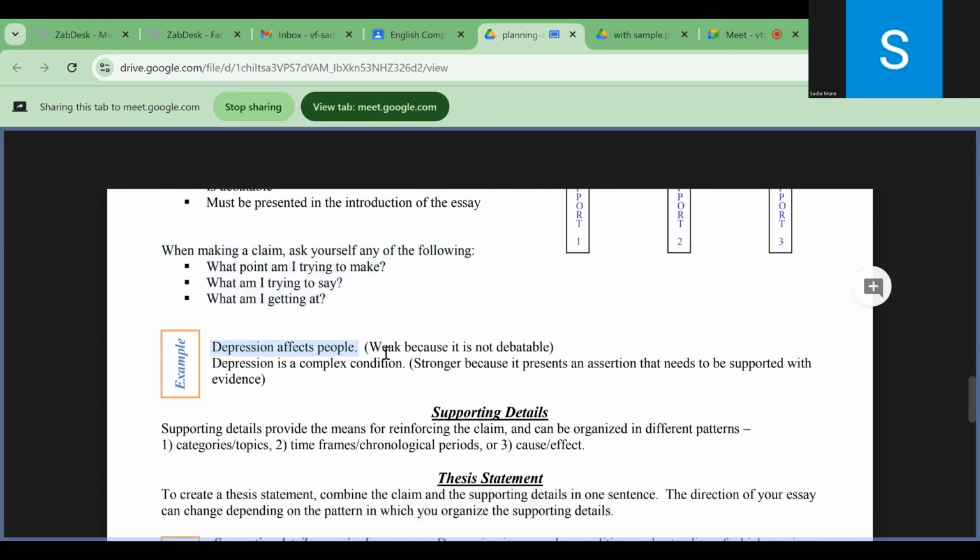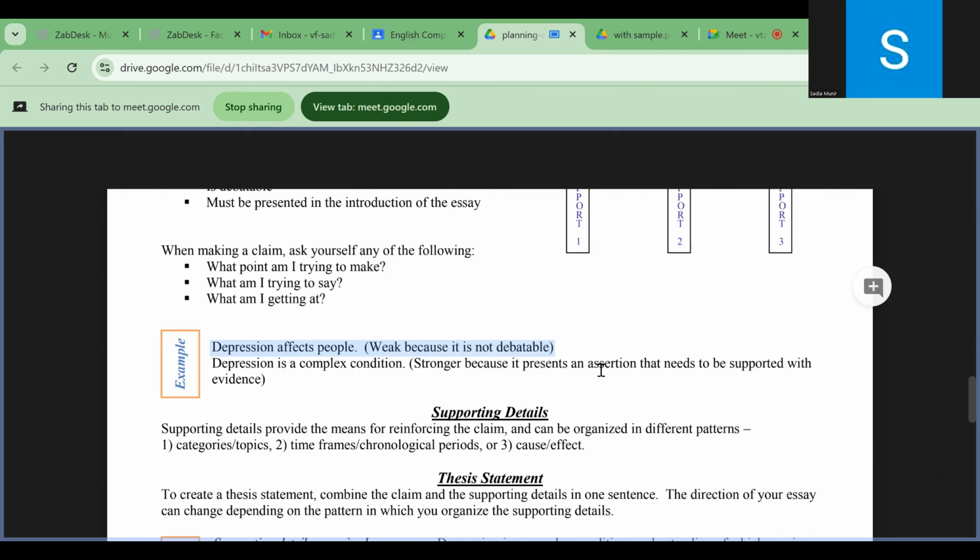Depression affects people. Now this is very generic. What kind of people, what kind of depression, which age group, which part of the world? There could be a number of directions that could be led from this generic statement. So it is a weak statement because it's not debatable, because it does affect people. Look at the second one, the stronger one. Depression is a complex condition. It is strong because it represents an assertion that needs to be supported with the evidence.